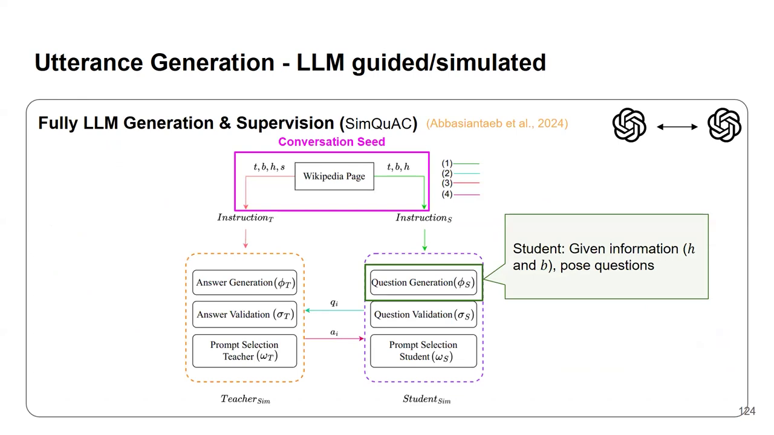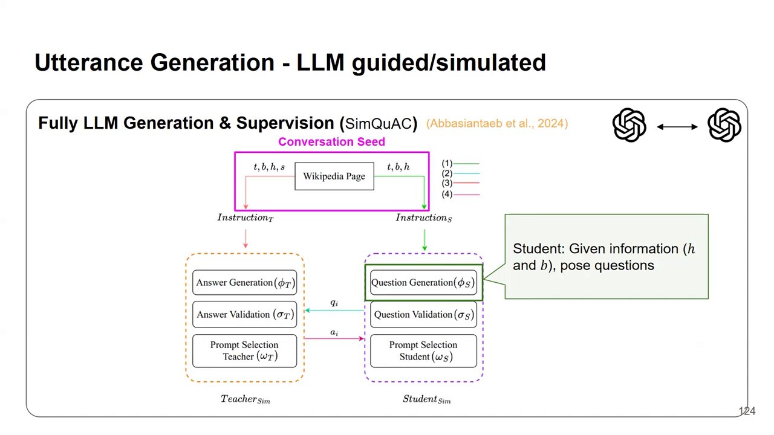So now, if we move into the real simulation, in this case what we want to do is actually have two LLMs talking to each other, right? So this is the ultimate goal. We don't want any user in there. So in principle, we now want to build a dialogue system without any user there.